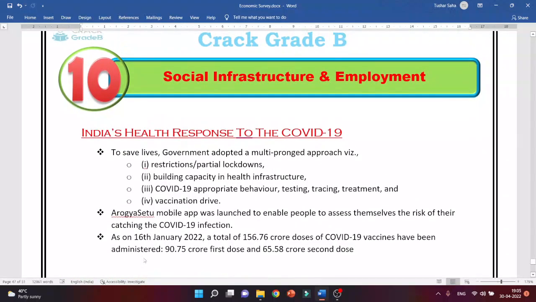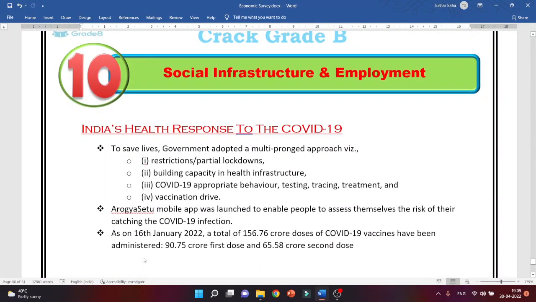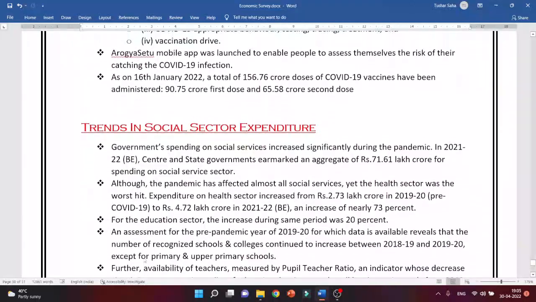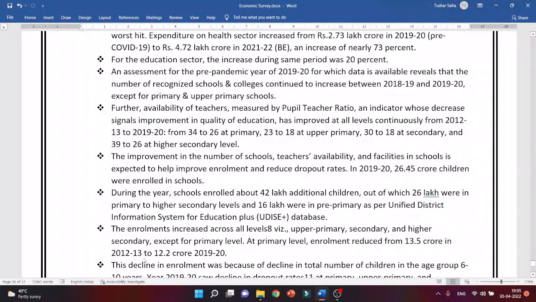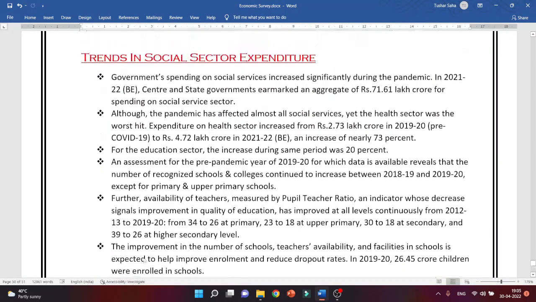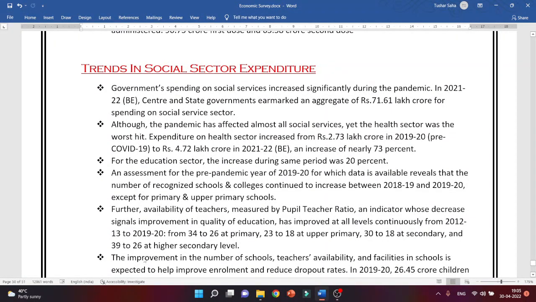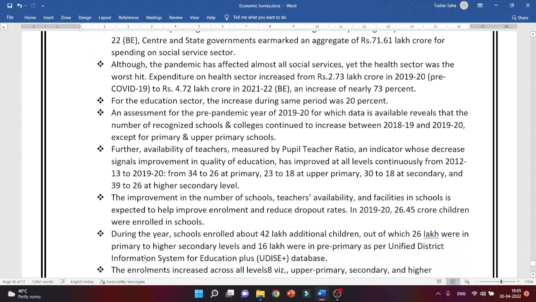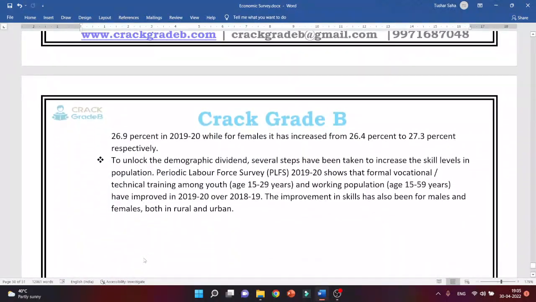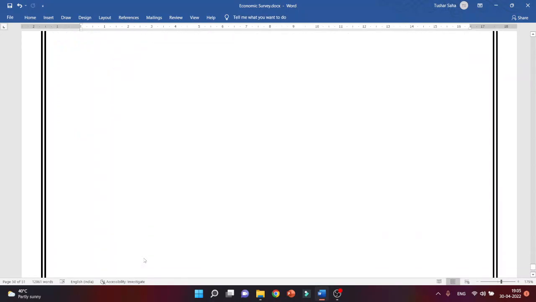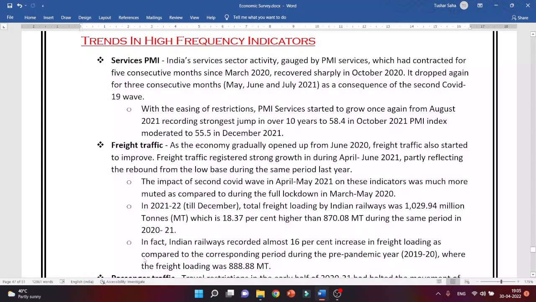So let's now move to the last chapter, that is social infrastructure and employment. Okay, so here also, social sector expenditure, right? Not so important because you are already reading all those things in chapter 1, based on the package that Government of India has allowed.